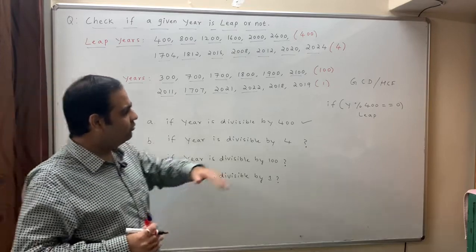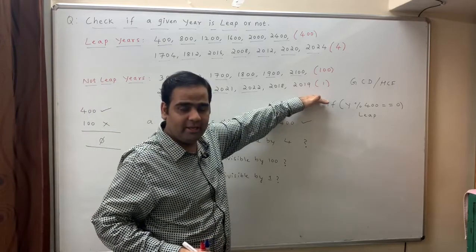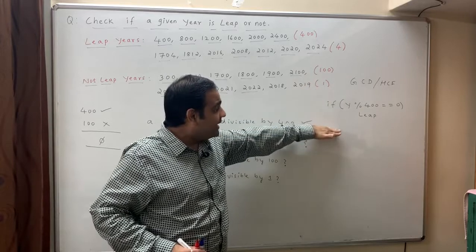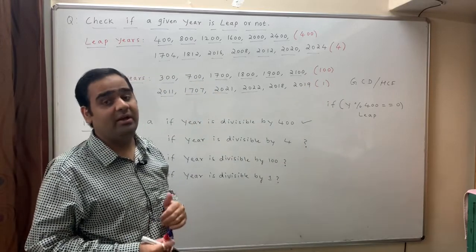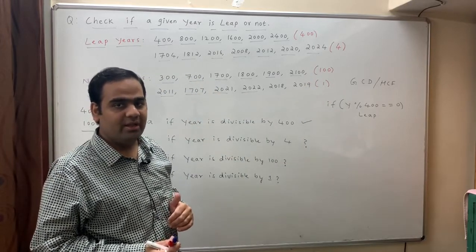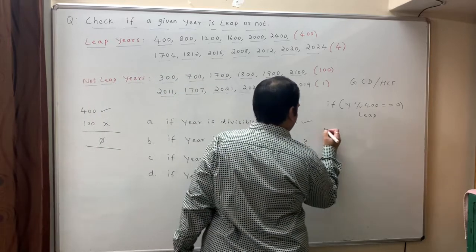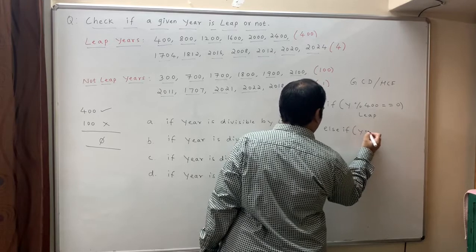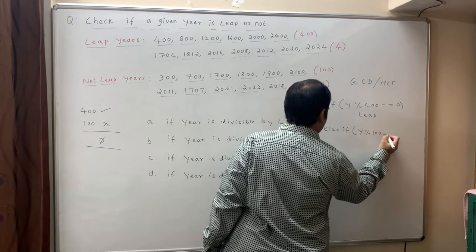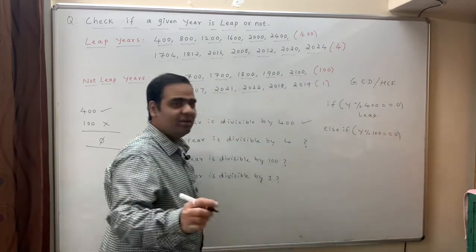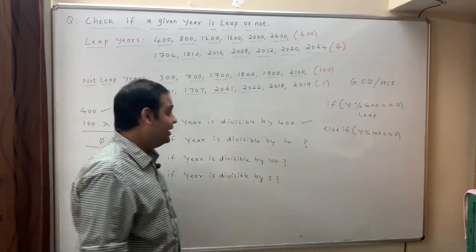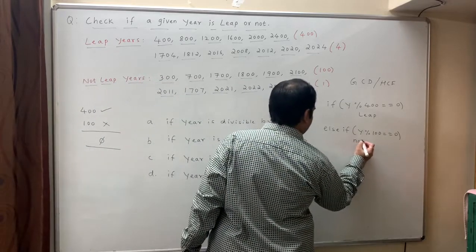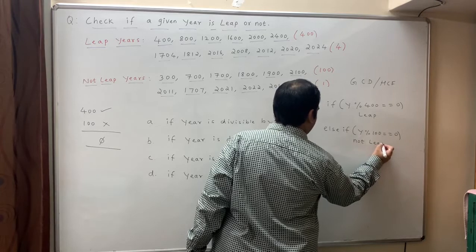Therefore, once you have checked 400 divisibility, the next thing we do is check the 100 divisibility. Hence, I can write here: if year modulo 100 is equal to 0. That means if the year is divisible by 100, it cannot be a leap year. Therefore, I just write not leap year.